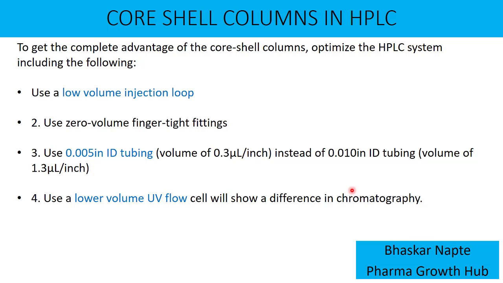Use a lower volume UV flow cell or fluorescence detector cell to minimize your extra column volume. So the lower the extra column volume, the better the efficiency is going to be with the core shell columns.